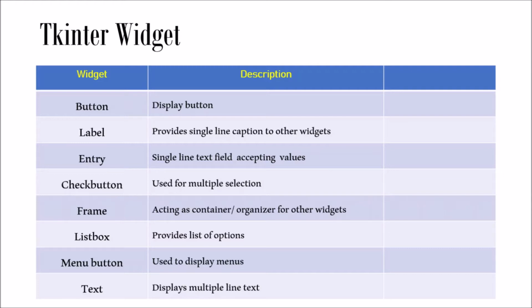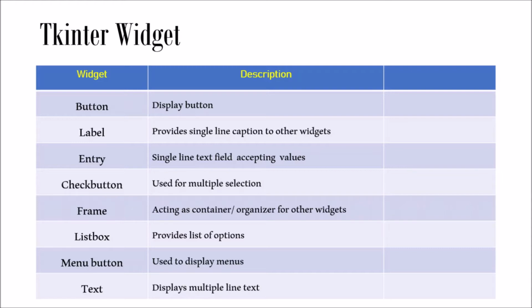For example, in the case of a calculator, we have a display, then we have various buttons. Whenever we click on the buttons, the number is displayed in the display area, and as per your click on the buttons, the action will be taken. So those buttons are one type of widget. The display area is also one type of widget. So you have various widgets in Tkinter.